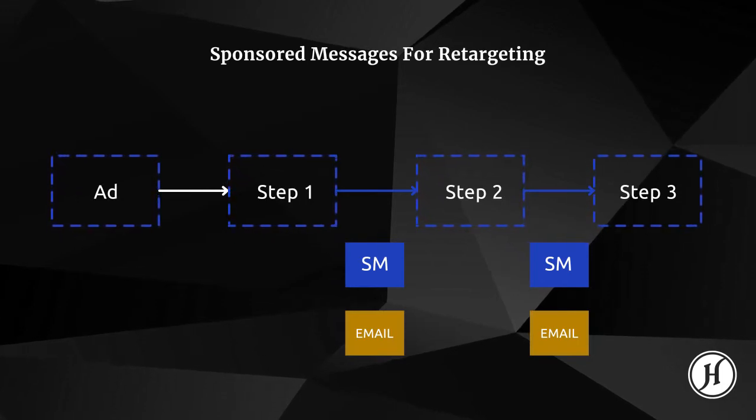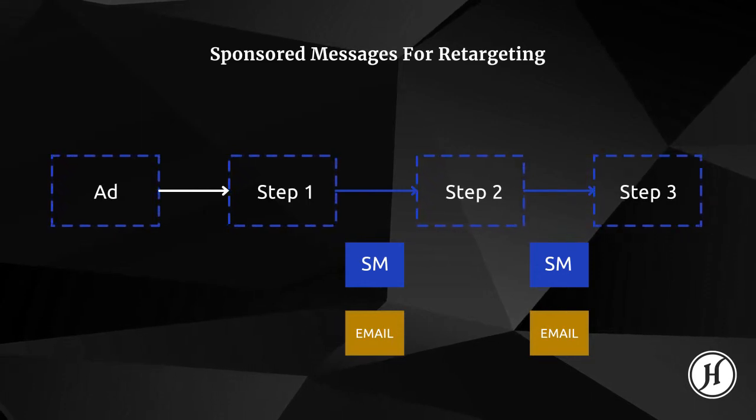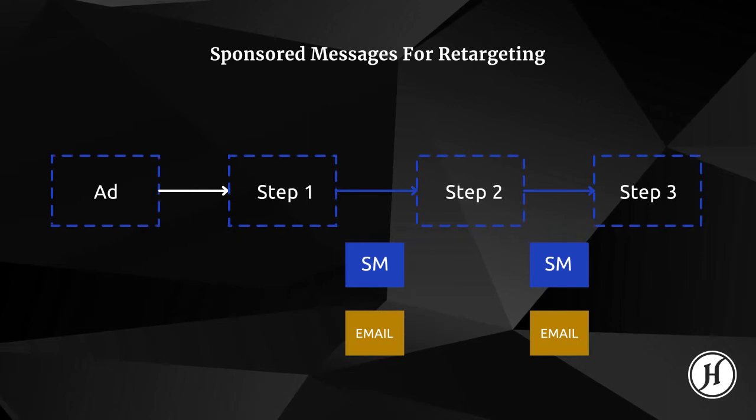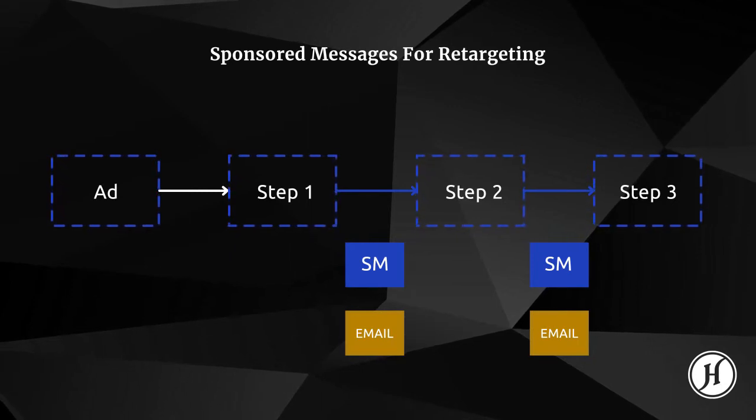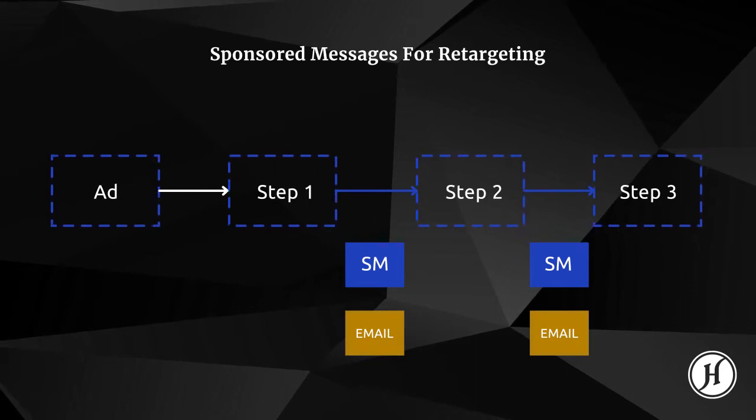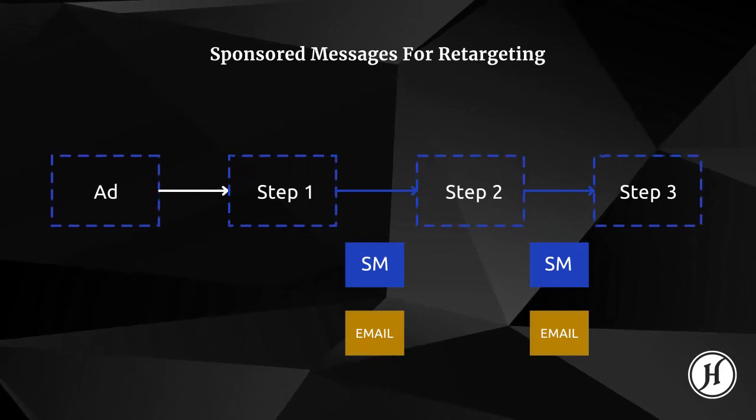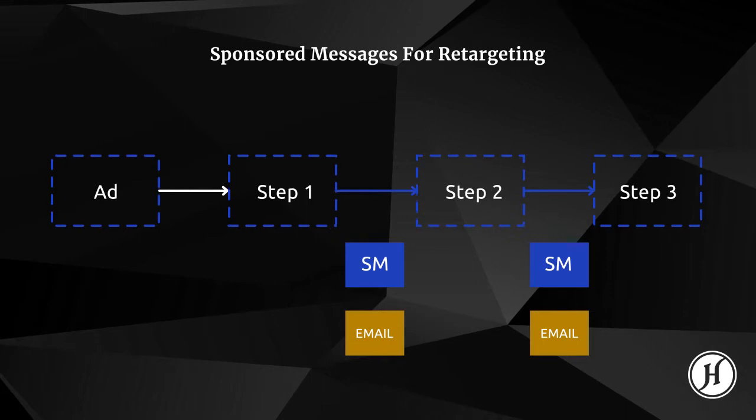So let's say, for example, we're doing the VSL. You have people opt in, and they go on the VSL. And then once they go through the VSL or the webinar, they go to the sales page. And if they don't take action by a certain time, the price increases or something. So you can use email, obviously, to remarket to your audience in that way.